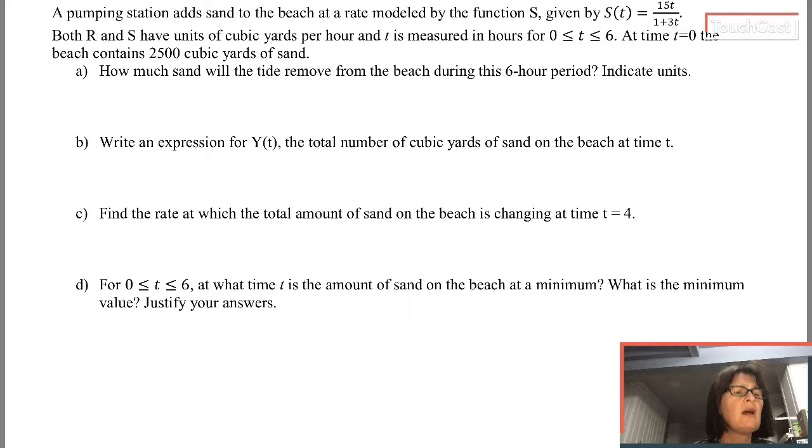So we have a beach. There's a known amount of sand on the beach at a certain time. And then two things happen. The tide is taking sand away, and then they've brought some sort of machine onto the beach to put sand back. It's pumping sand back onto the beach at a rate that we know. So we're going to practice noticing which of those rates are important to us at which times, and we'll see how we do here.